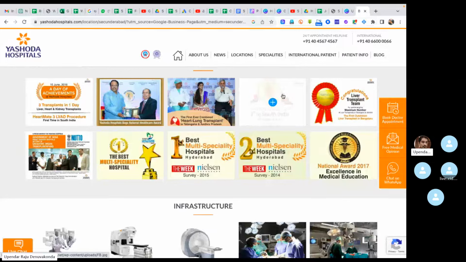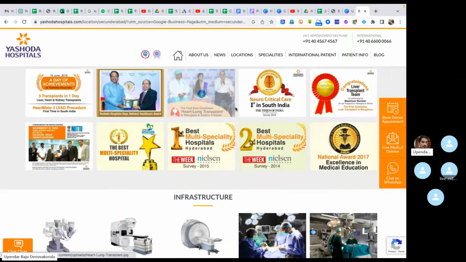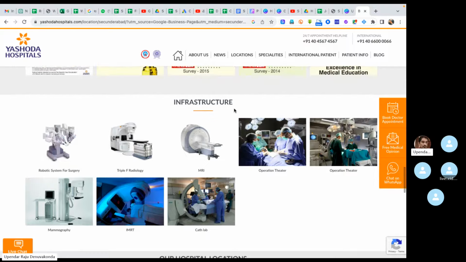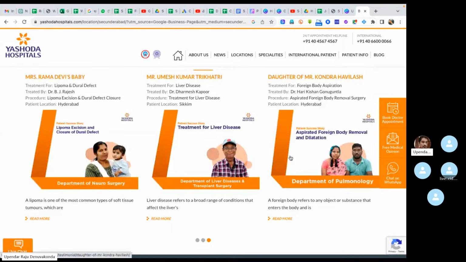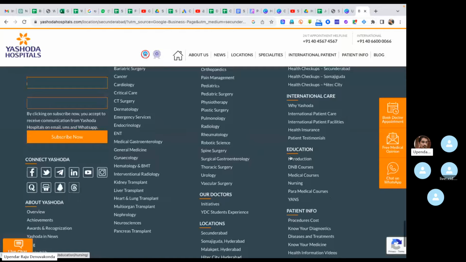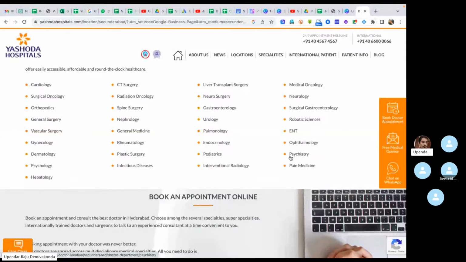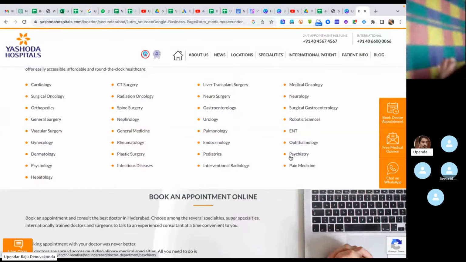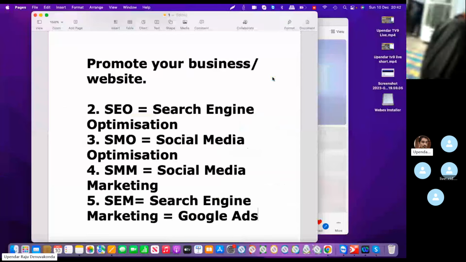You can see the hospital listed the awards that they have received, and this creates trust with the patient. Patients think, oh, this hospital received so many awards, that means this is a very good hospital, the best hospital. Let me just book an appointment with a doctor in this hospital. They're also talking about infrastructure, hospital locations, and testimonials. All these things help the hospital build trust with the patient online, where the patient is not talking to anybody. That's the reason I said the website is going to play a very key role.